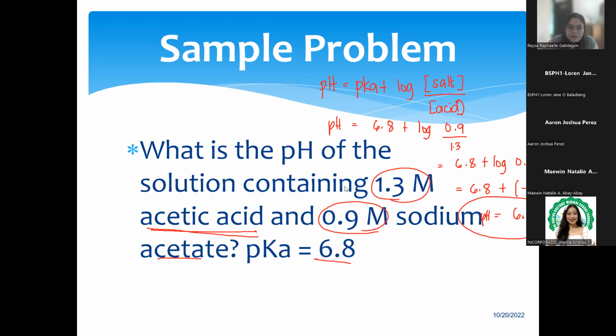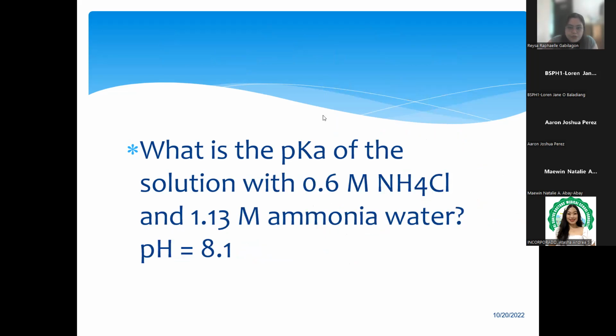Okay, so how about this one? What is the pKa of the solution with 0.6 molar ammonium chloride and 1.13 molar ammonia water? The pH is 8.1.